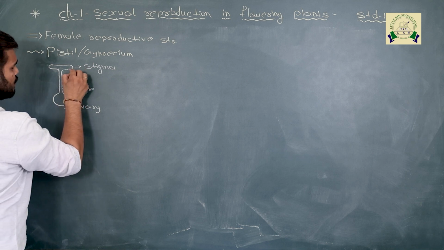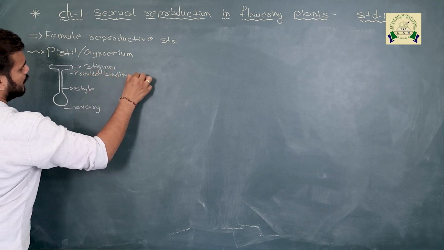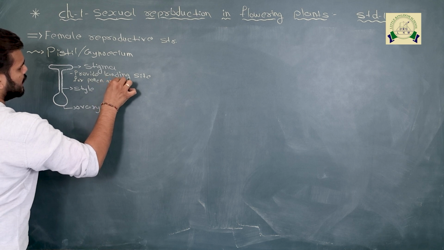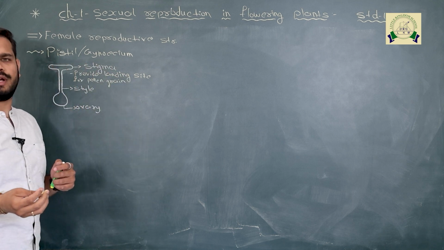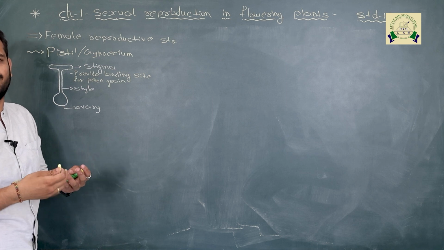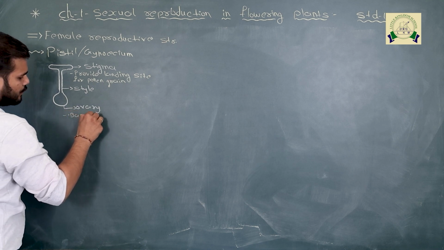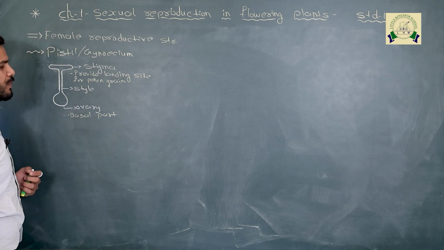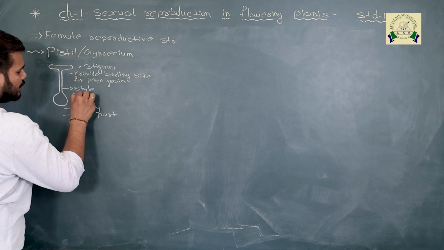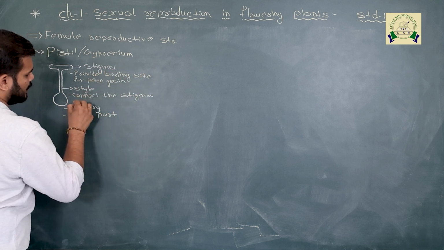What is stigma? Stigma provides the landing site for pollen grain. That means pollen grain is released from the anther and comes onto the surface of the stigma with the help of some pollinating agent like wind, water and insects. Then the ovary is the basal part of the female reproductive structure. And what is style? Style connects the stigma and ovary.